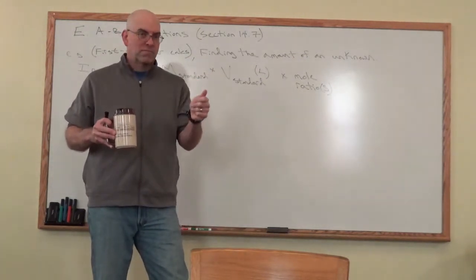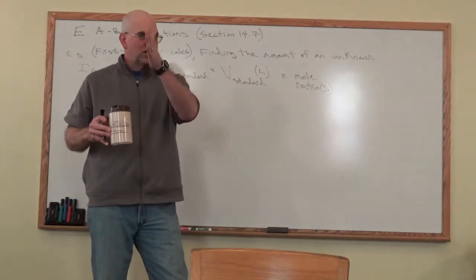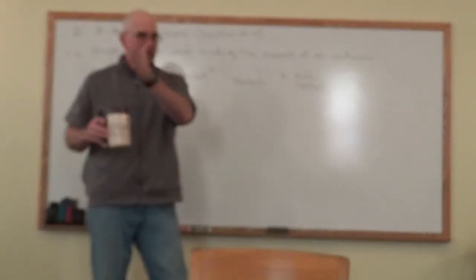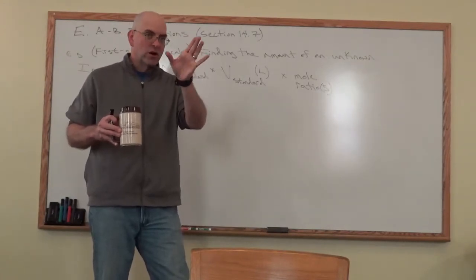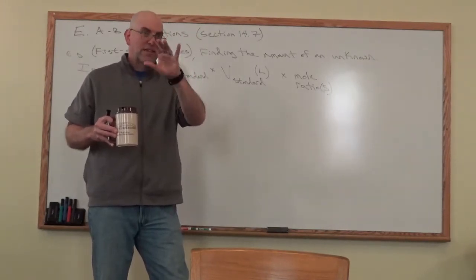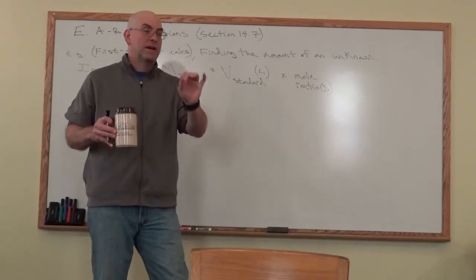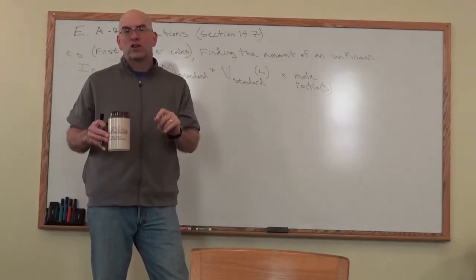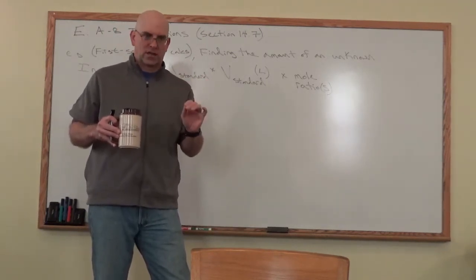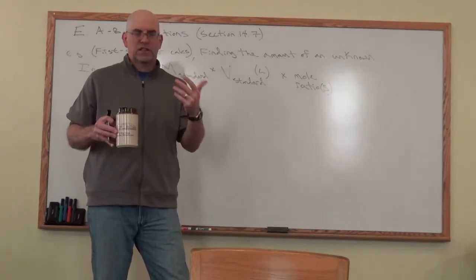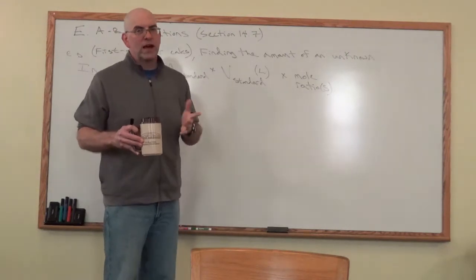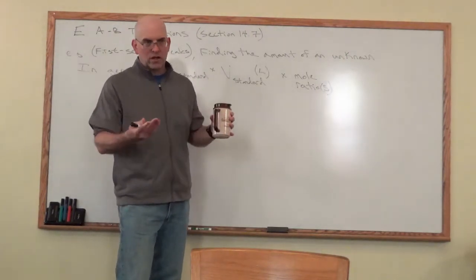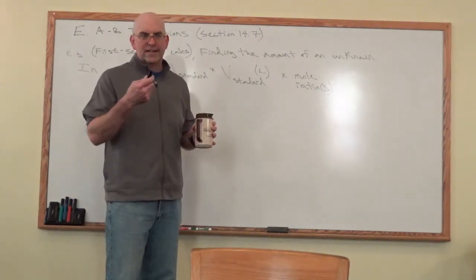So the equivalence point is where you add just the right number of moles of titrant, what you know, to the analyte, which you don't know, and it changes color. That's called the equivalence point stoichiometrically. In the lab, we call that the end point, where it changes color from clear to pink, from blue to green, whatever.